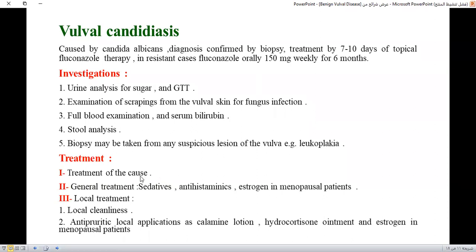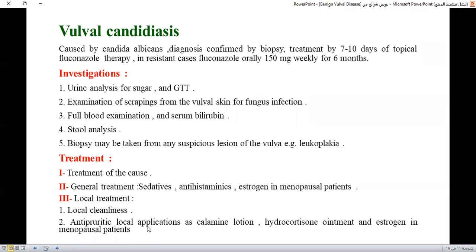Treatment of the cause, our problem is diabetes, so treatment of diabetes. General management: sedative, antihistamine, estrogen therapy. Local treatment like local cleaning, antipruritic, local application such as calamine lotion, hydrocortisone ointment, and estrogen in menopausal patients.